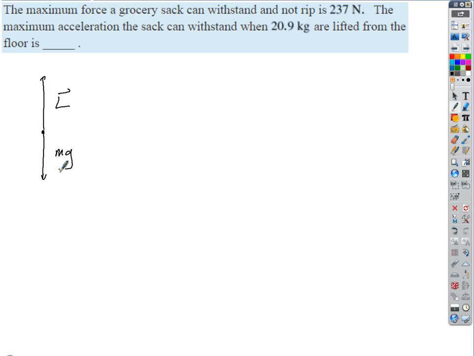So by Newton's second law, the net force is the sum of those forces. Which one's positive? Up is positive, vertically. So we get positive L minus mg. And what is the net force equal to? Mass times acceleration. And really, we're just solving for acceleration. What is the maximum lifting force that we could apply? 237. Anything above that and the sack is going to rip. So we know what that is.